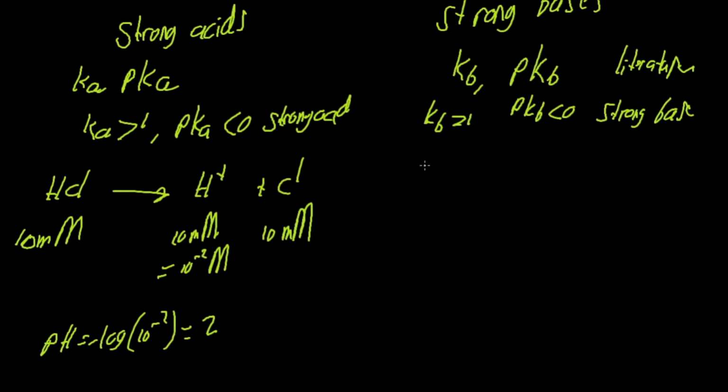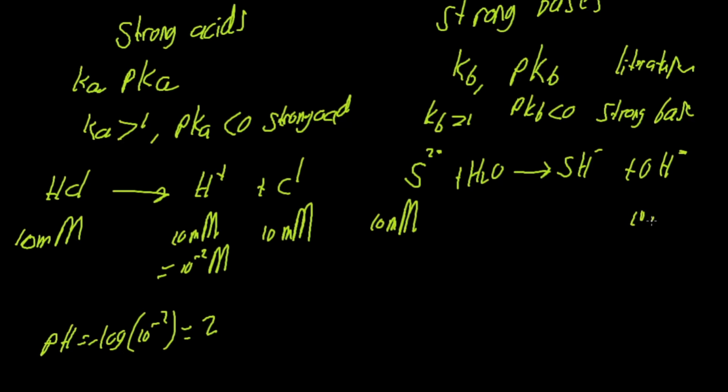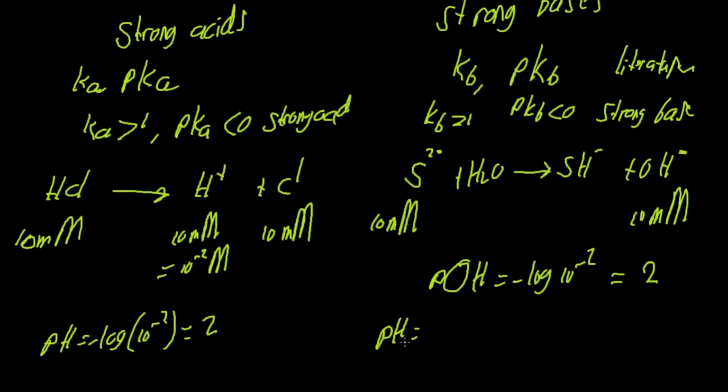For bases, it's the same. A strong base can, for instance, be S2-. And once it comes into contact with H2O, all of your base will be separated into SH- and OH- ions. So again, if you have a 10 millimolar base, you will get 10 millimolar OH-. So you have to pay attention that you use the pOH, which equals the minus log of 10 to the minus 2. It's the same as over here. So it's 2, and then your pH equals 14 minus your pOH of 2, so that equals 12.